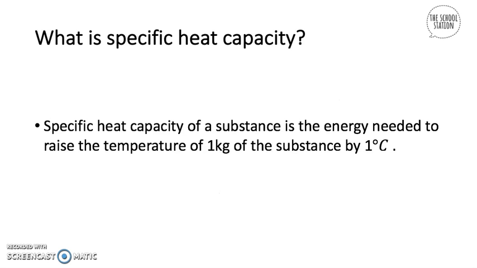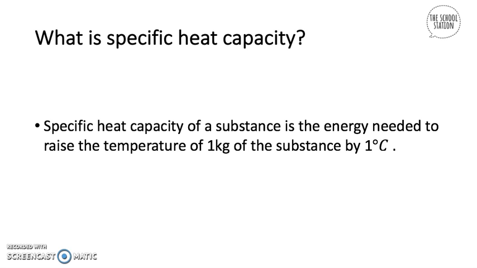So first of all, we have to talk about what specific heat capacity is. Specific heat capacity of a substance is the energy needed to raise the temperature of 1 kg of the substance by 1 degree Celsius. Let me repeat that again, because this may be a little bit hard to understand. Specific heat capacity of a substance is the energy needed to raise the temperature of 1 kg of the substance by 1 degree Celsius.